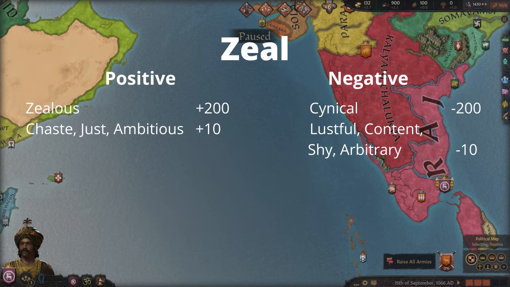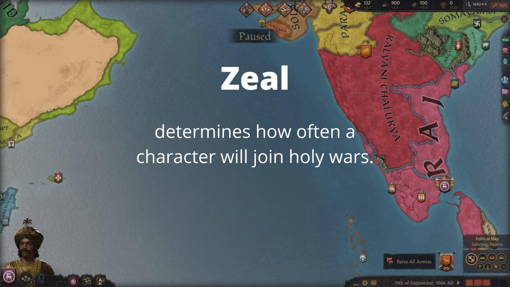And so what zeal does in an AI character is it determines how often that character will join holy wars. So if you have a lot of neighboring rulers that are not of the same religion as you, you need to pay attention to their zeal because it will determine if they're coming after you in a holy war or not. That could be a huge factor, especially if you're a smaller country. You want to pay attention to very zealous rulers around you that will seek to take your land through means of a holy war.